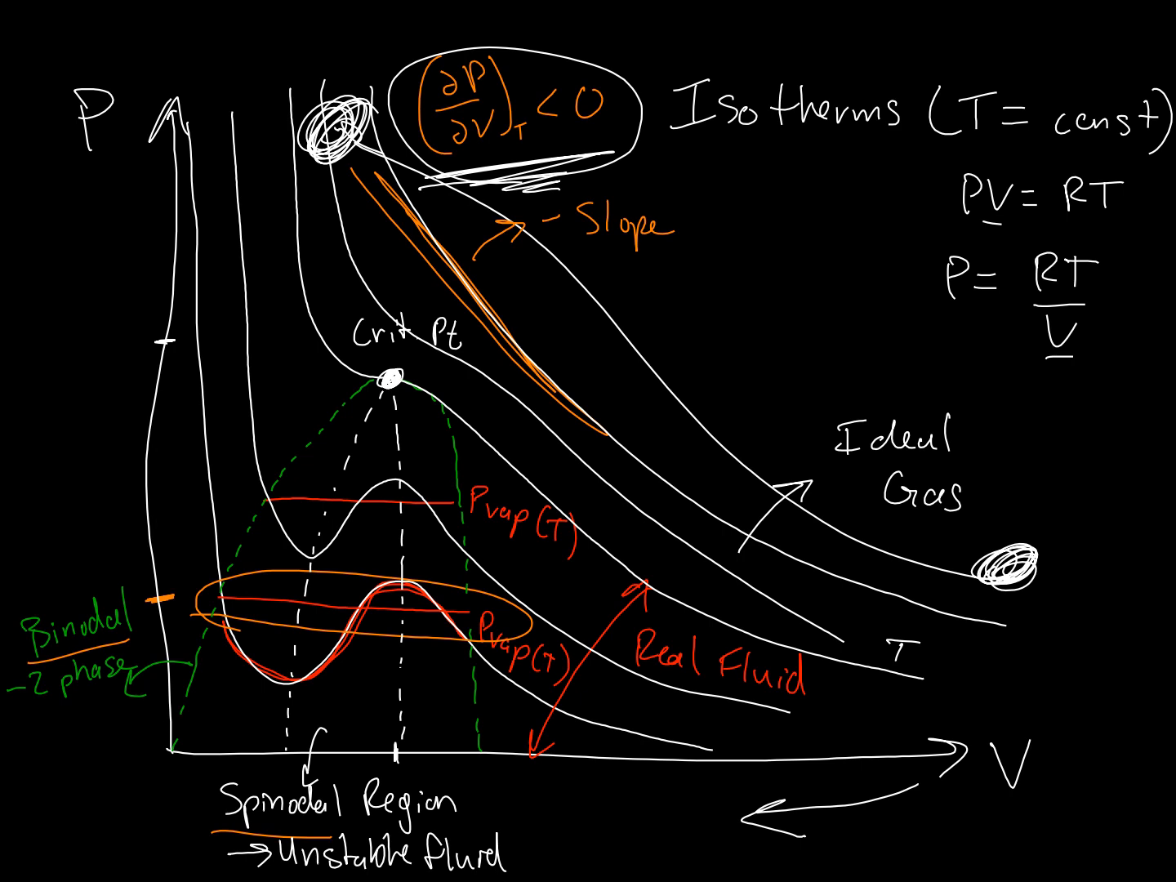Conversely, if you start off somewhere down here, following along an isotherm, you're going to hit the binodal region, and you're going to have a phase transition, condense down to a liquid, and then you're going to be pressurizing that liquid further. So above the critical point, you don't have the inflection that is necessary to induce a phase transition.